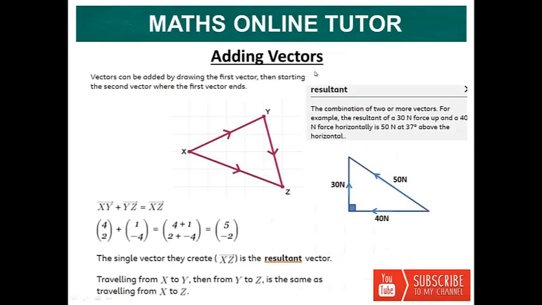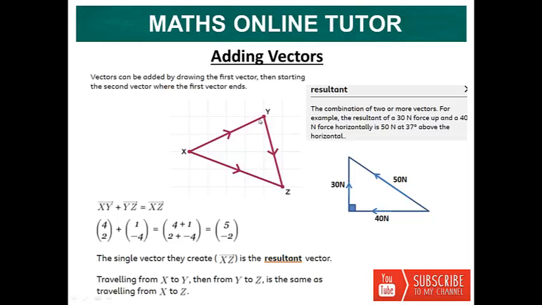Okay, let's now talk about addition and subtraction of vectors. There are two methods to follow in order to add or subtract vectors. The first method is that the vectors can be added by drawing the first vector, then starting the second vector where the first vector ends. For example, I have drawn the XY vector. It starts at position X and finishes at position Y. Then I started the second vector YZ at the end point of XY vector and then it ends at position Z.